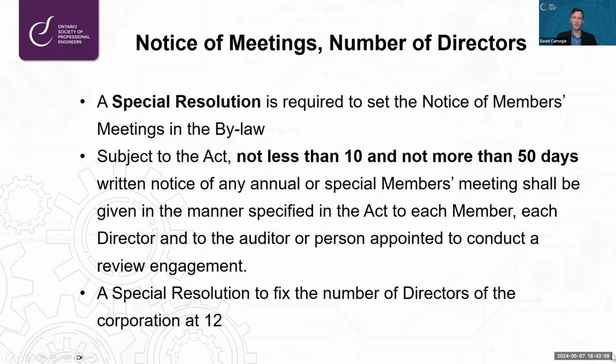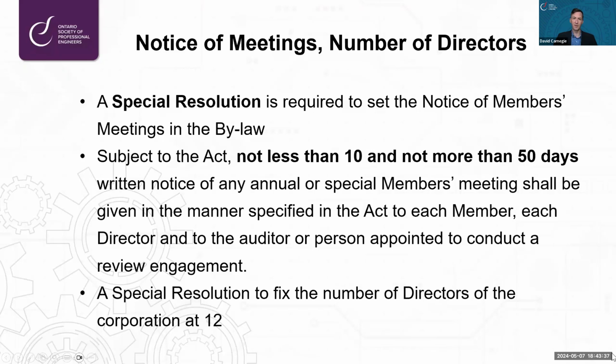A special resolution is required to set the notice of members' meetings in the bylaw. Subject to the Act, not less than 10 and not more than 50 days written notice of any annual or special members' meeting shall be given in the manner specified in the Act to each member, each director, and to the auditor or person appointed to conduct a review engagement. Notice of any meeting where special business will be transacted must contain sufficient information to permit the members to form a reasoned judgment on the decision to be taken and state the text of any special resolution to be submitted to the meeting.